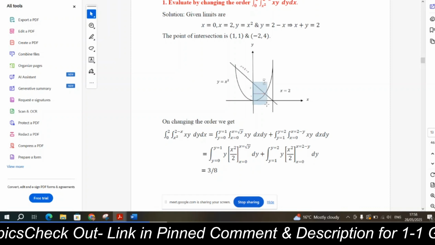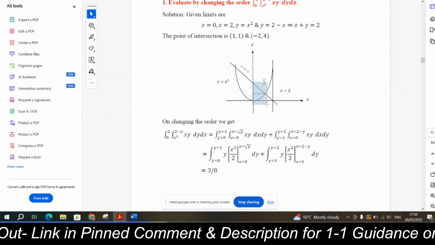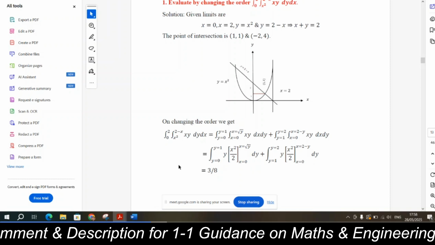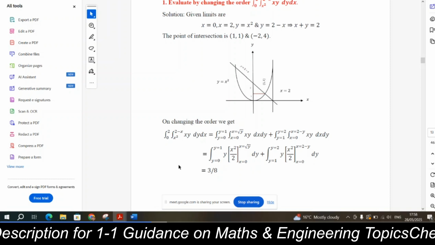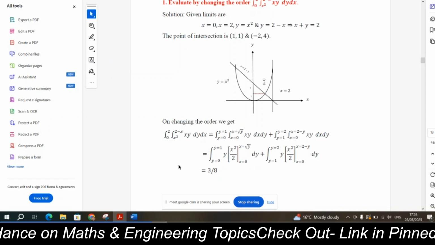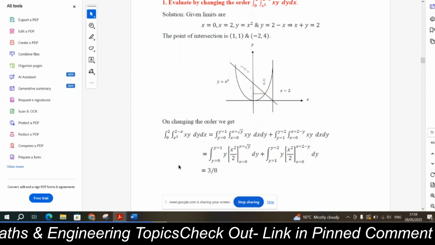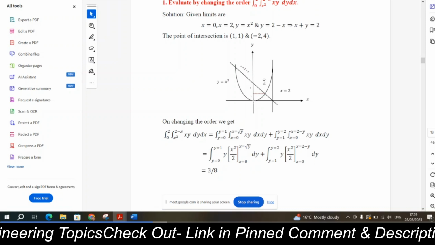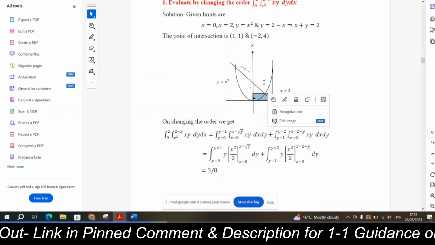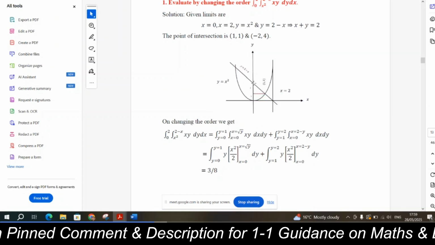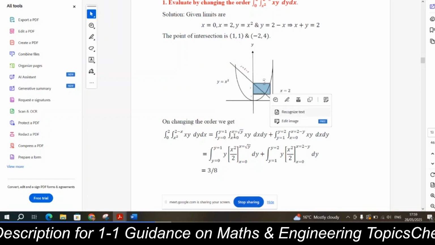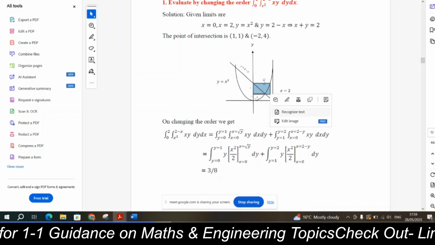So they have changed the integration limits. We were supposed to use the new limits. What have they done? Changing the order. So y is equal to 0, that is your x-axis, till y is equal to 1. That is basically till this particular point. And then from this particular point to this, that is your upper triangle.